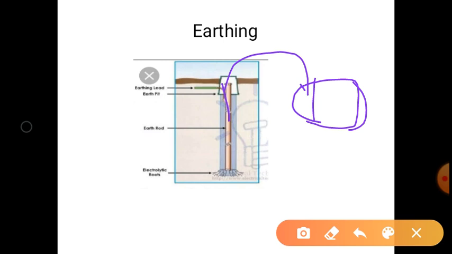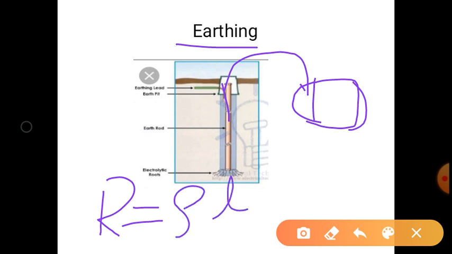If there is a leakage current flowing on the body of that appliance, it has to flow through the ground. So earthing is a necessity in order to prevent short circuits or shocks. Then the resistance is given as R equal to L divided by A.